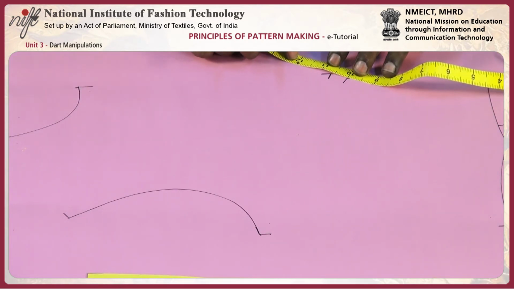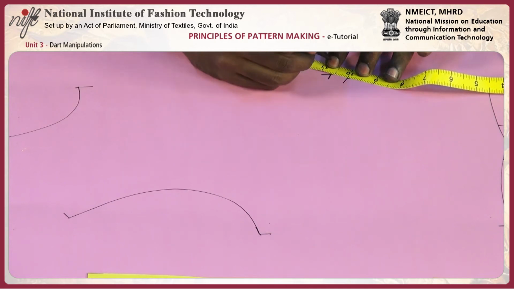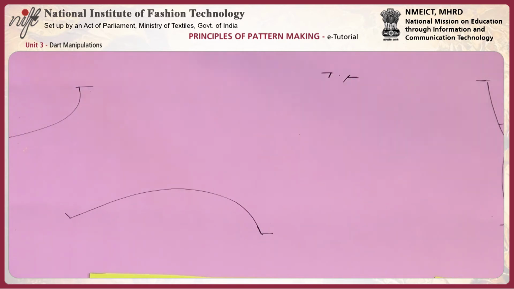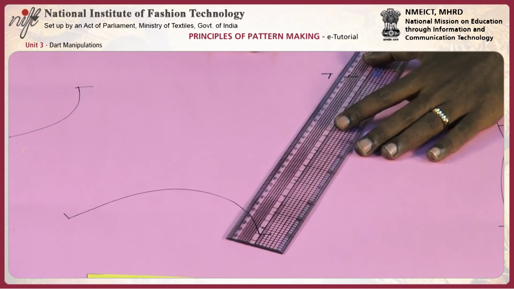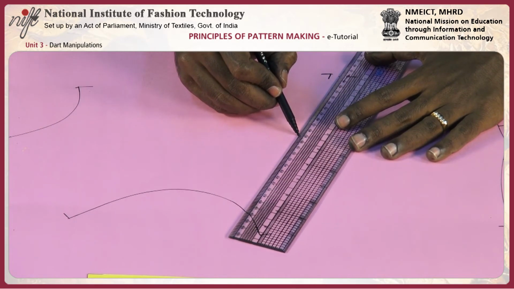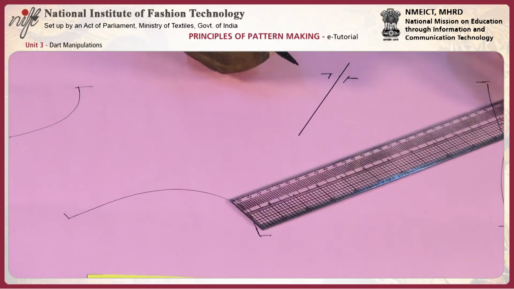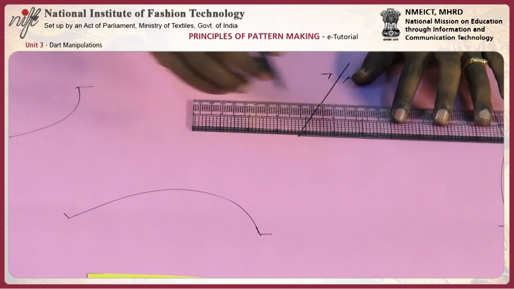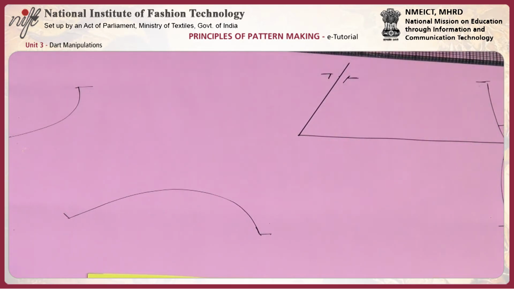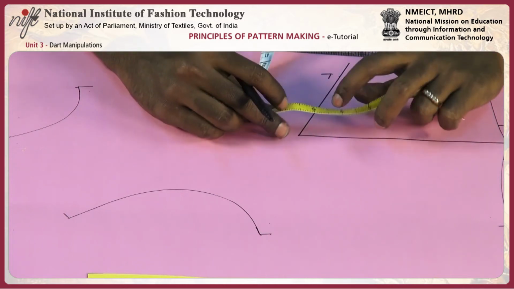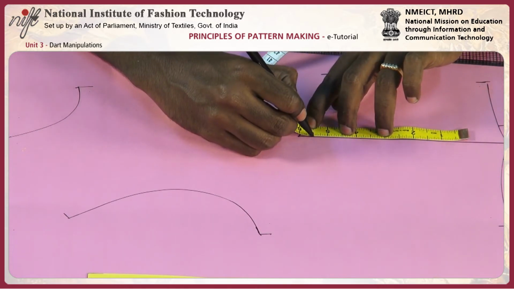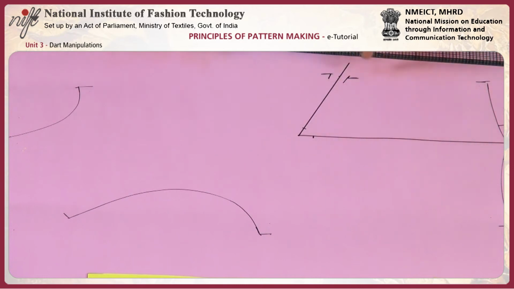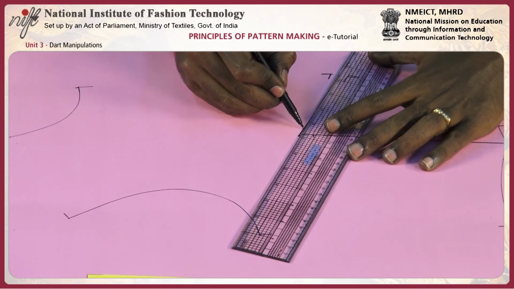Mark the midpoint of the dot. Draw the center line, both center front dot and waist dot. Mark half an inch down from the bust point. Mark half an inch away from the bust point. Connect the dot legs.